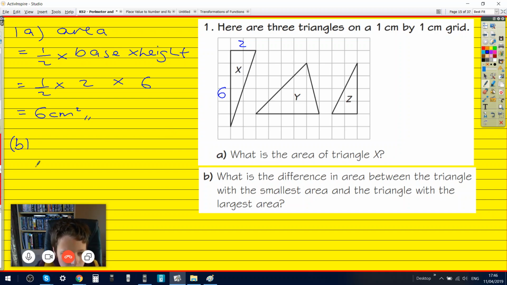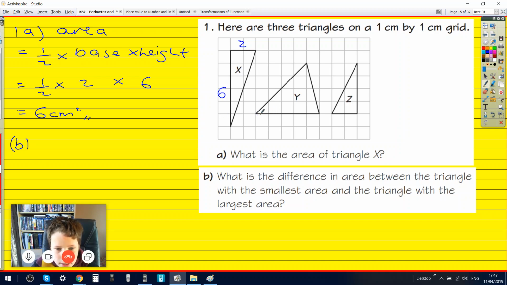And how about B? So what is the difference in area? We need to do all of the triangles and see which ones are biggest and smallest. We've already done triangle X, and that is 6 centimeters squared. So for triangle Y, the base is 5 centimeters wide.